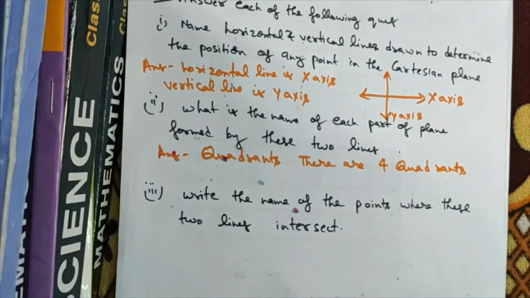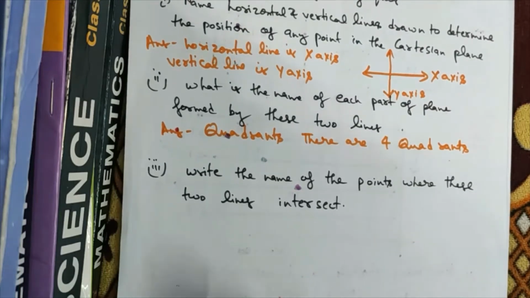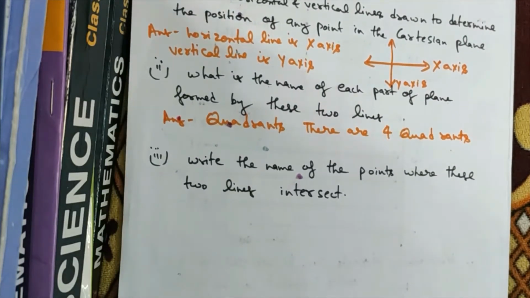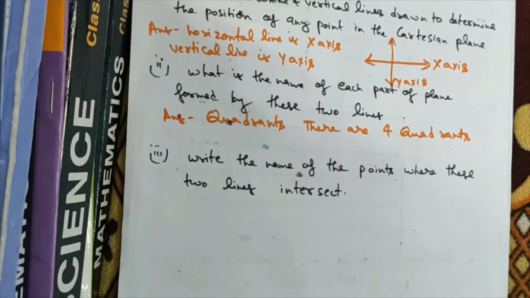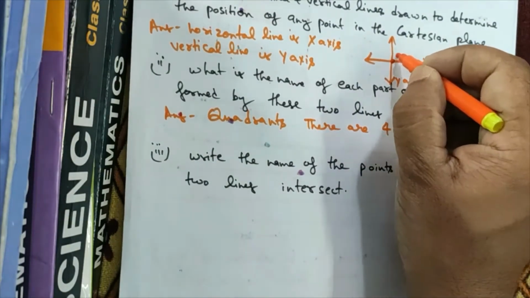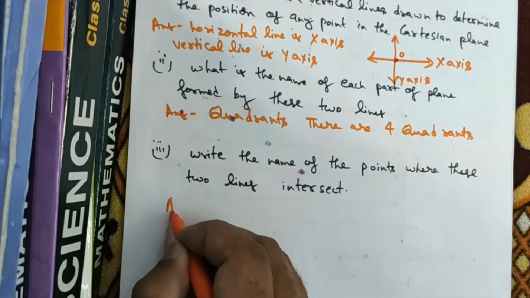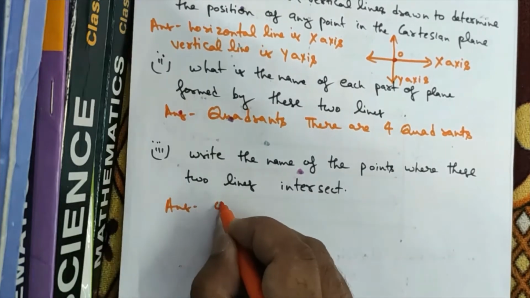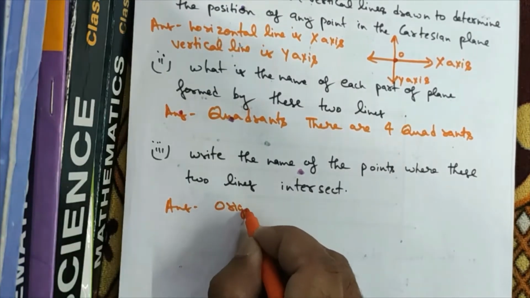Namely, first quadrant, second quadrant, third quadrant, and fourth quadrant. Next point, write the name of the point where these two lines, the x-axis and y-axis, intersect. So they are intersecting at a point, and what is this point called? This point is called origin.